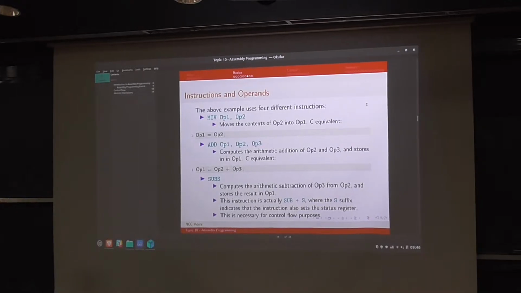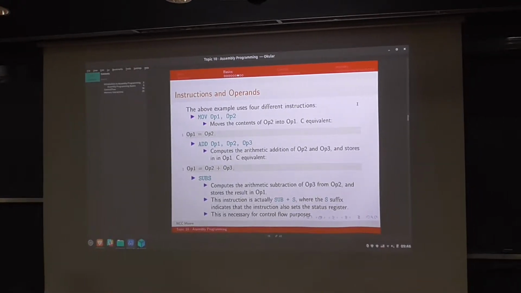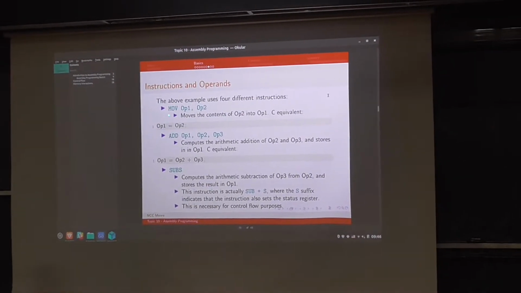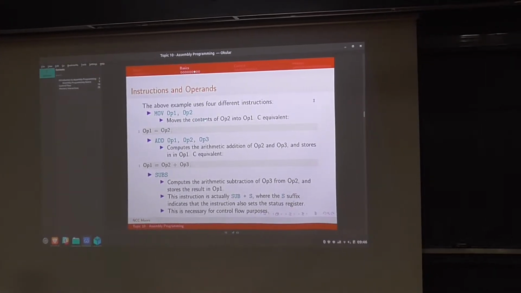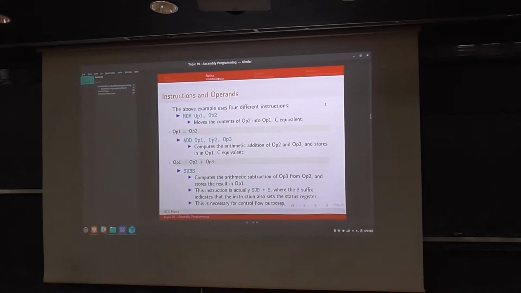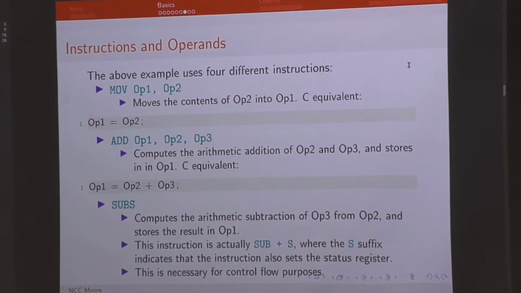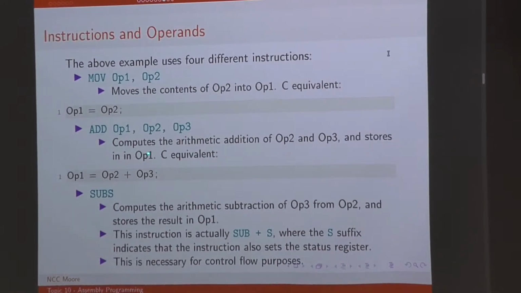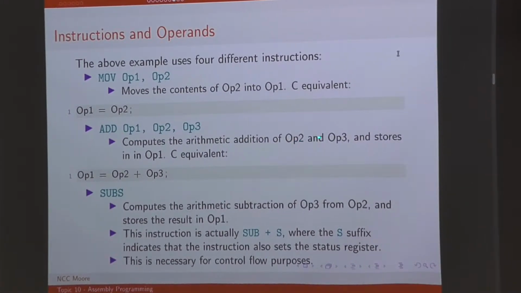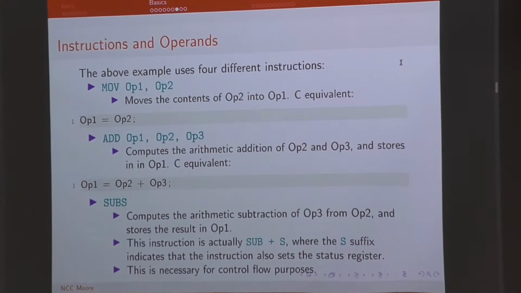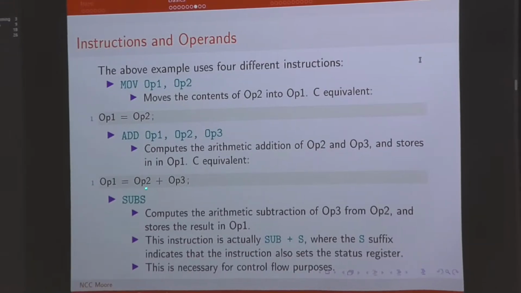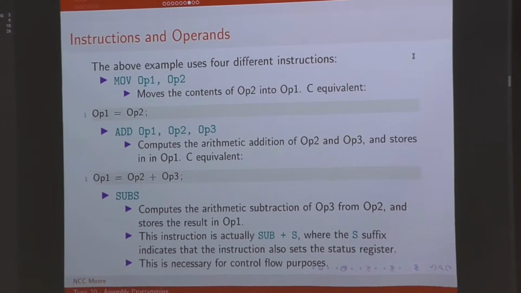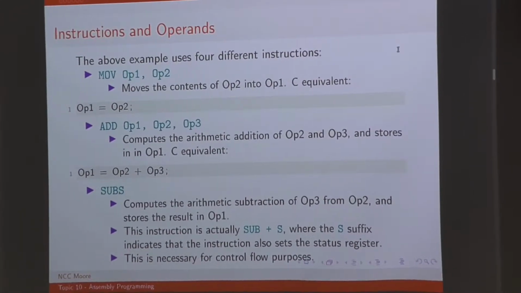So let's go through these operands. I know we already did, but let's do it again. The above example uses 4 different instructions. We have move op1, op2, which moves the contents of op2 into op1. C equivalent is op1 = op2;. Add op1, op2, op3 computes the arithmetic addition of op2 and op3 and stores it in op1. C equivalent is op1 = op2 + op3. So notice that the addition operation has assignment built into it. Assignment to registers.